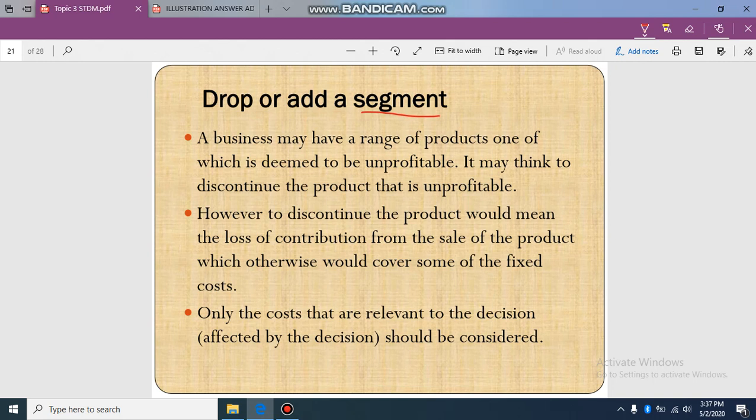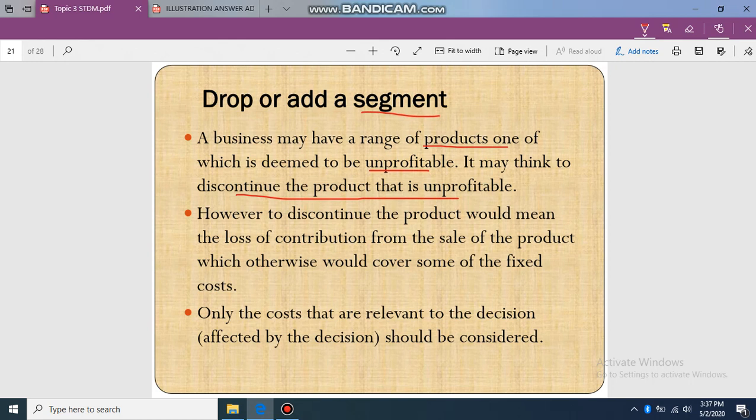So when a business may have a range of products, there are many types of products that they produce. They have many branches or many departments, but one of it is deemed to be unprofitable. So if one of the products or branches may be unprofitable, the management may think to discontinue the product that is unprofitable. So we have to decide now whether to discontinue or drop the segment or not.